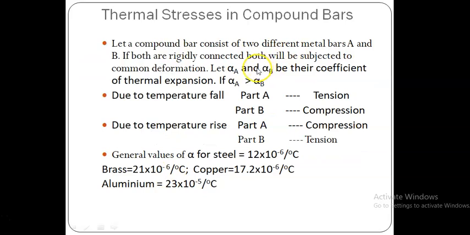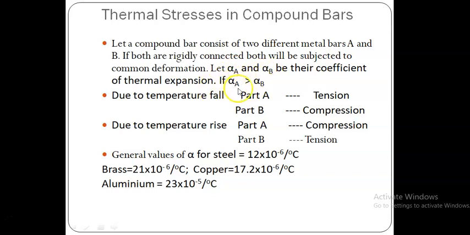Now let us see the thermal stresses in compound bars. Compound bars, as we have already discussed, consist of two or more different materials acting as a single unit. So let us take a compound bar or composite bar which is also subjected to temperature effects. Two different metal bars A and B, if both are rigidly connected, will be subjected to common deformation. Let alpha A and alpha B be their coefficients of thermal expansion. There are two materials A and B. Let alpha A be the coefficient of thermal expansion of material A, and alpha B the coefficient of thermal expansion of material B.